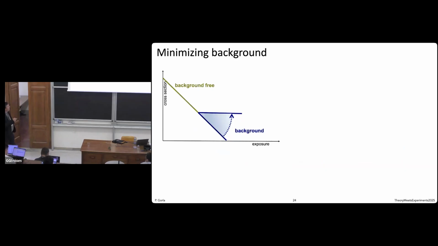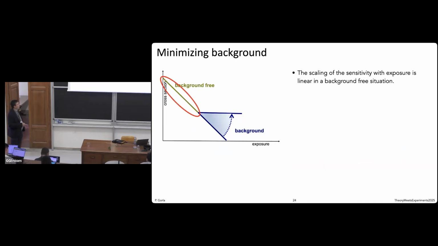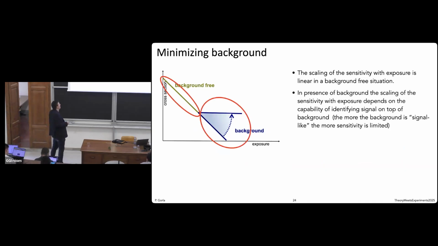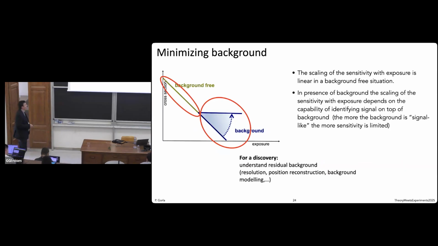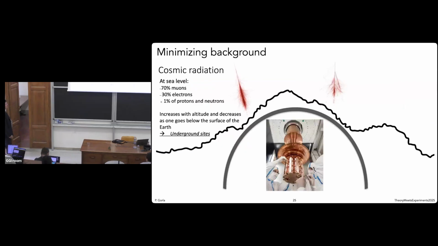So this is what happens. You keep increasing the sensitivity with exposure until you get to some level of background. At that point, your exposure doesn't help increasing the sensitivity. Of course, for making a discovery, so you observe some kind of signal, it is mandatory to understand the residual background, resolution, position reconstruction, background modeling. Depending on the kind of detector you have, if you just want to push the sensitivity, you have a low background, but since the goal is not pushing sensitivity but detecting dark matter, this part is not negligible. Whichever signal you observe, you then have to constrain it, and you will see later on an example of a signal that needs to be proven.